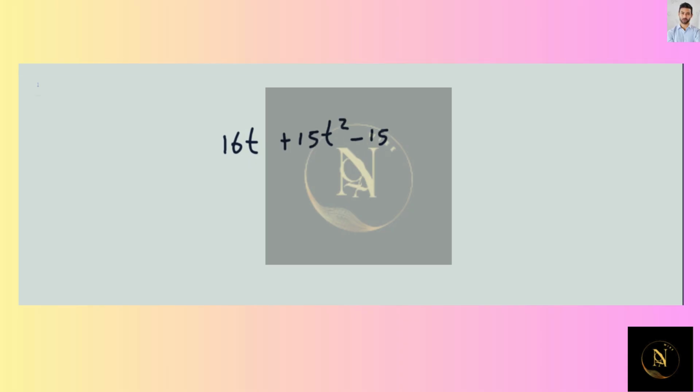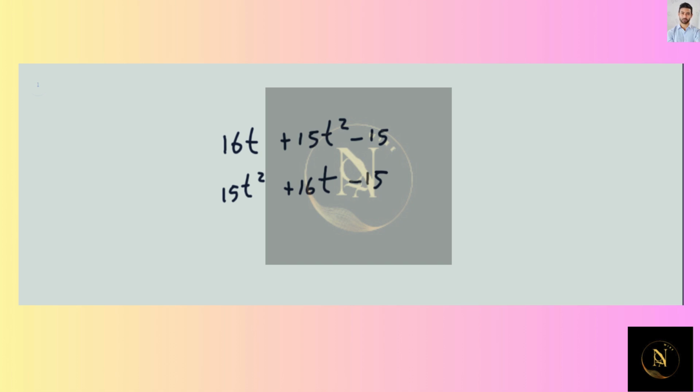We're being asked to factor the given trinomial. Well, the first thing I'm going to do is rearrange my terms so my powers of t go in descending order. So in other words, I'm going to write 15t squared first, then positive 16t, and then my constant minus 15. Now let's try and factor.